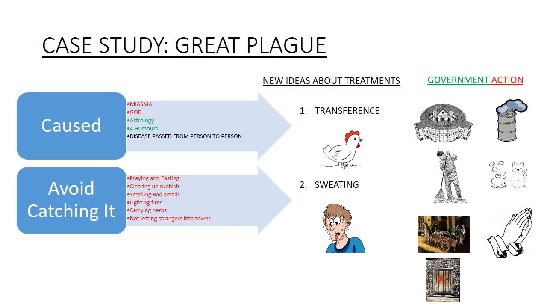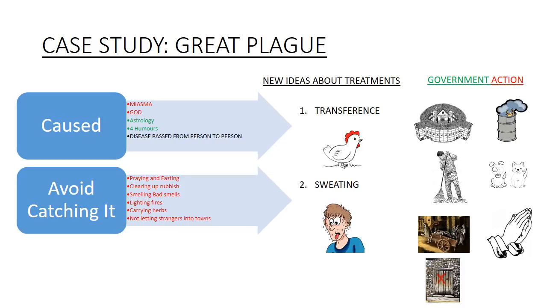So we're going to move on to the next case study, which is the Great Plague. The important thing with this is it's the same disease as the Black Death, bubonic plague, just a different time period. So what really had changed? Well, not that much. Would they still continue to believe that miasma, or even increasingly so, that miasma was the main cause of this disease? Most people still believed that God caused it. Increasingly fewer people believed it was astrology and the four humours as well.